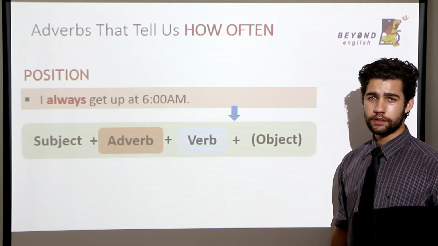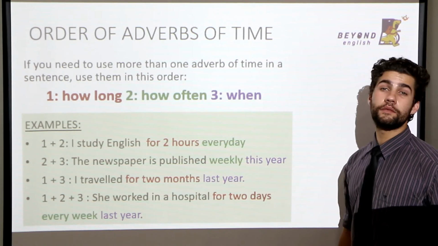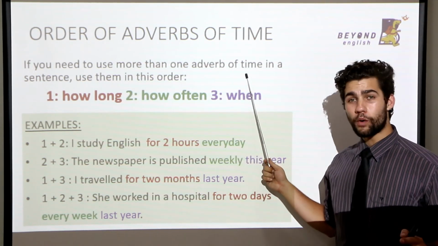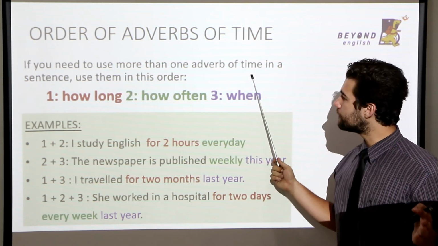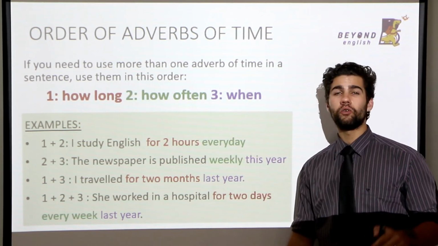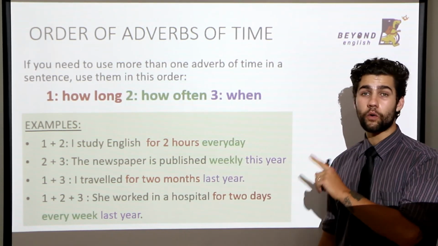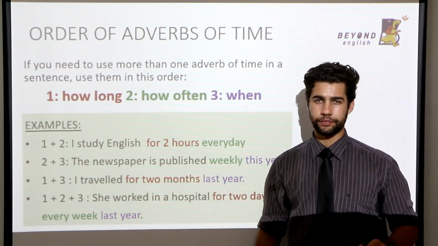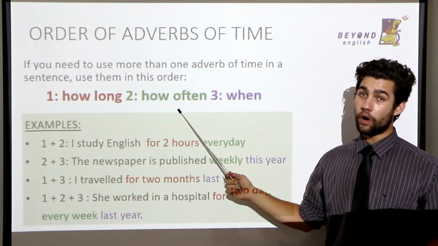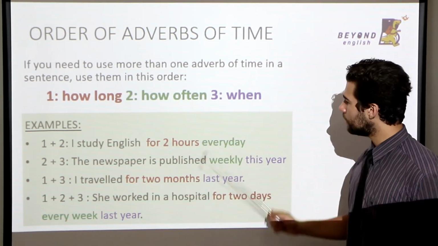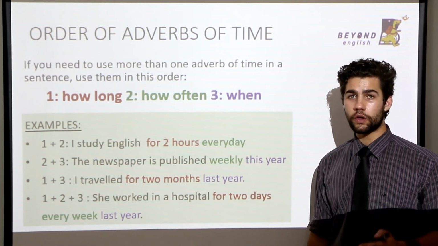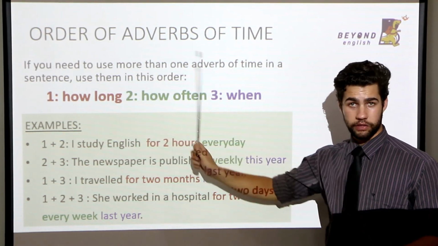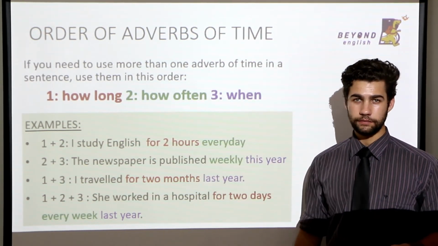Good job. Now, let's look at some special notes. So, if you need to use more than one adverb of time in a sentence, we use it in this order. Always, number 1, how long? Number 2, how often? And number 3, when? So, if we put them together, you always start with 1, then 2, then 3. Let's take a look.